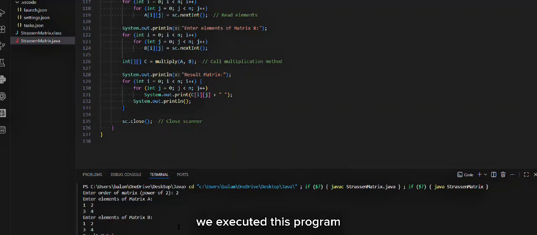Here we executed this program. We entered the order of the matrix, which is a power of 2, and we entered a small matrix for simplicity. The matrices are 1 2 3 4 and 1 2 3 4. The result matrix is 7 10 and 15 22.